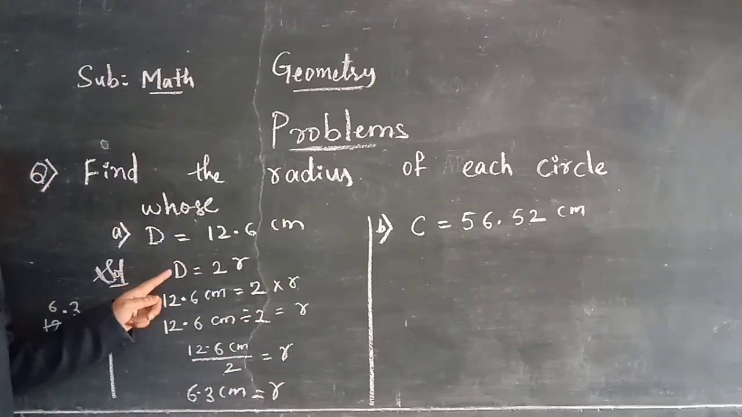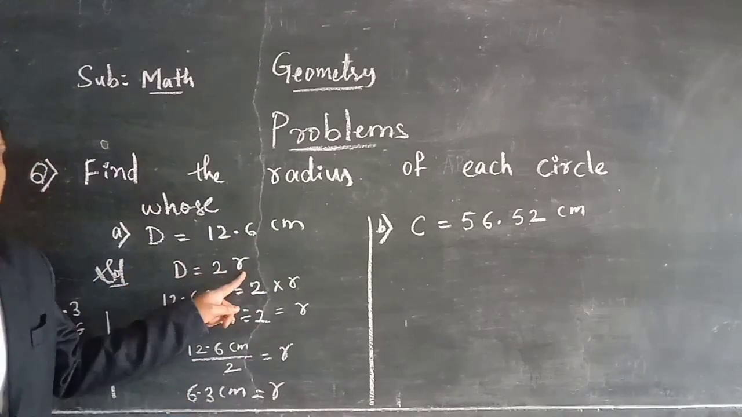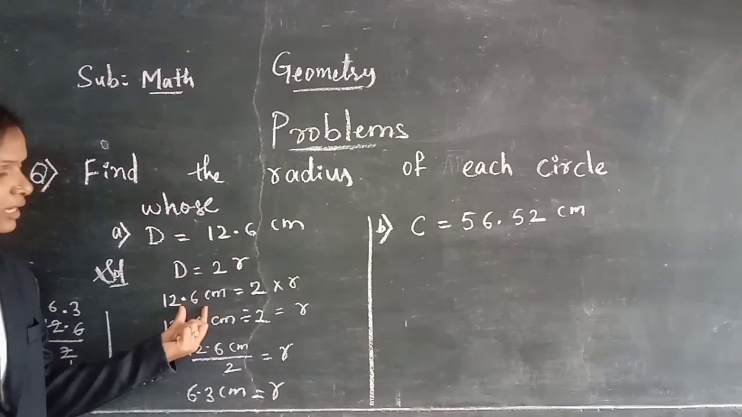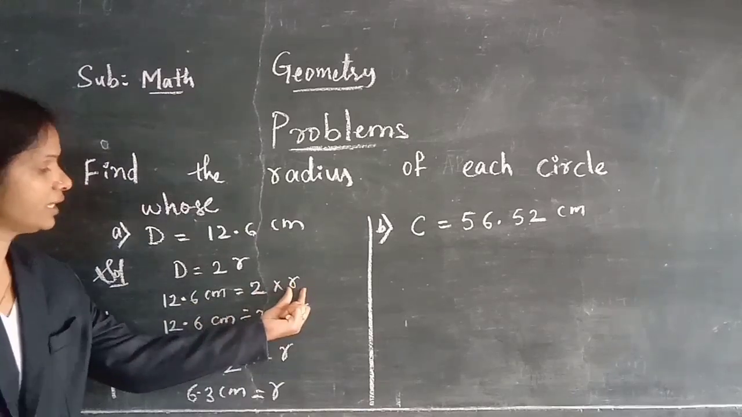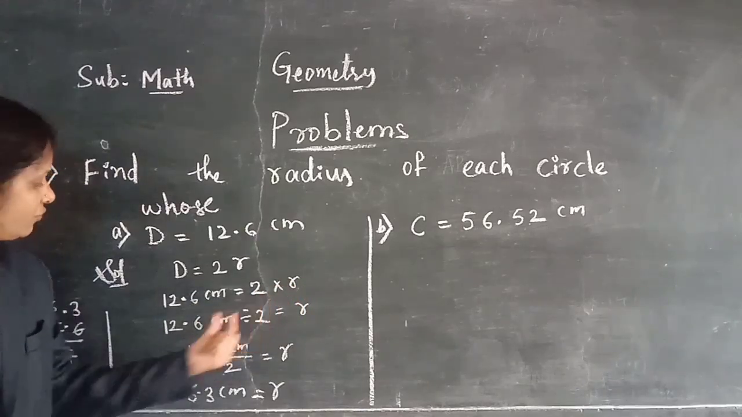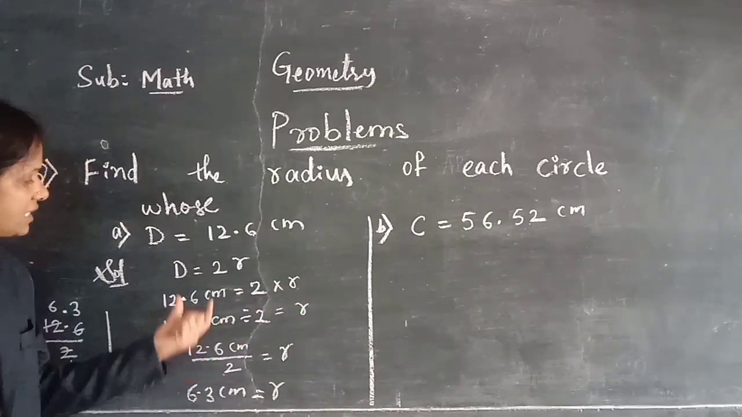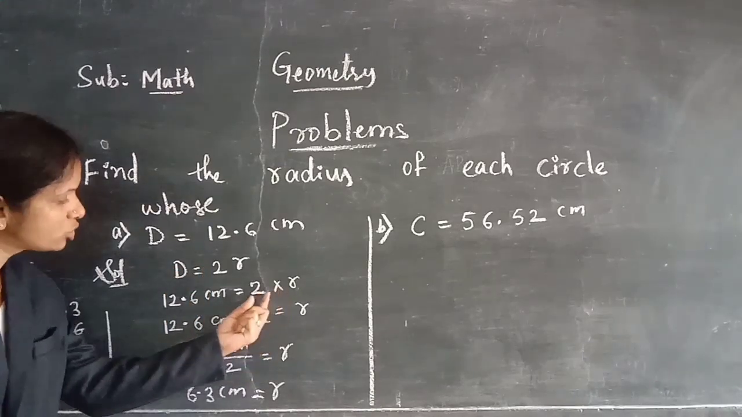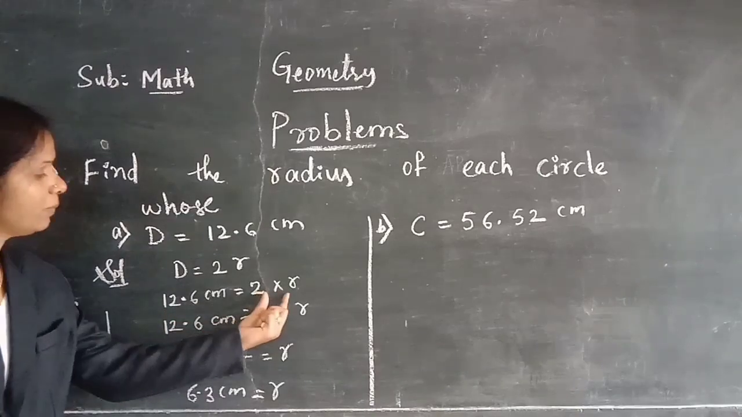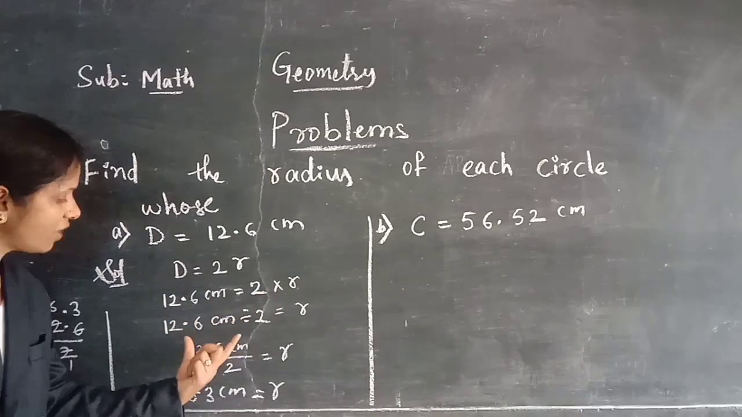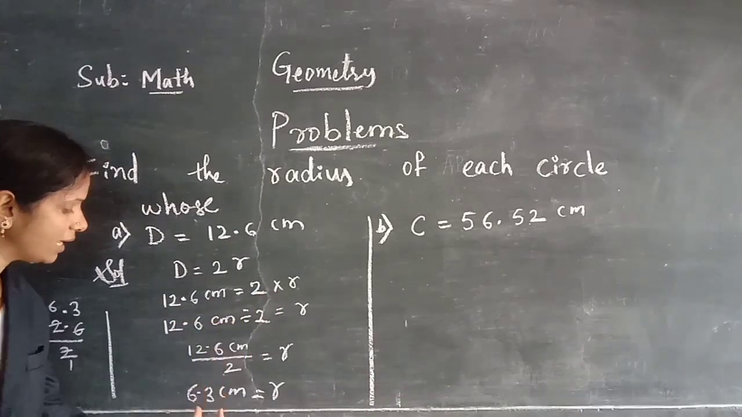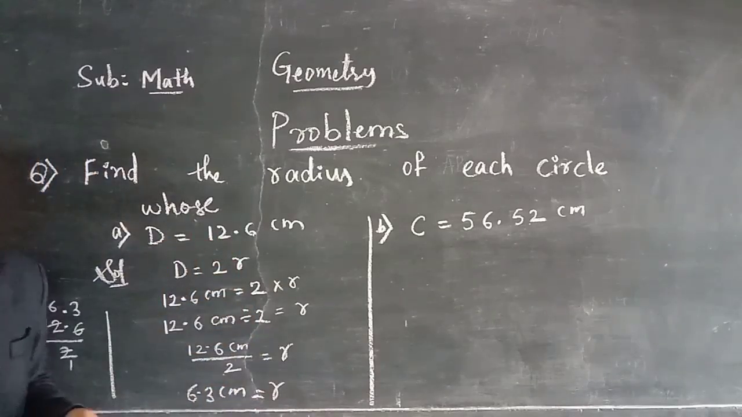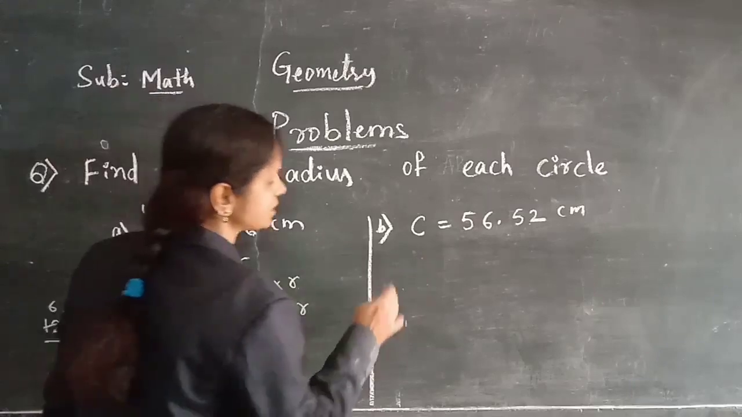Again I am repeating, diameter is equal to 2 into radius. The given problem is that the diameter value is given and we need to find the radius value. So I substituted 12.6 in the formula, divided by 2. Why? Because this 2 I shifted to this side, so multiplication will become division. When I divided the given number by 2, I got 6.3 centimeters as the radius when the diameter is given as 12.6 centimeters.